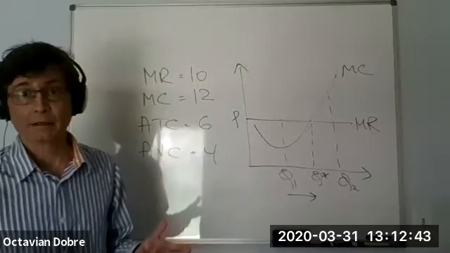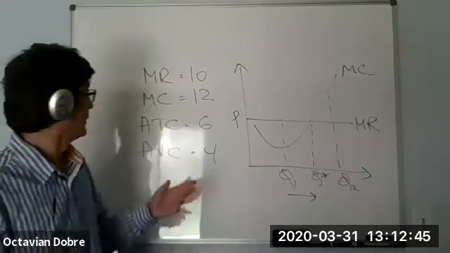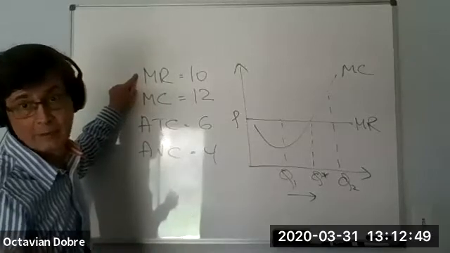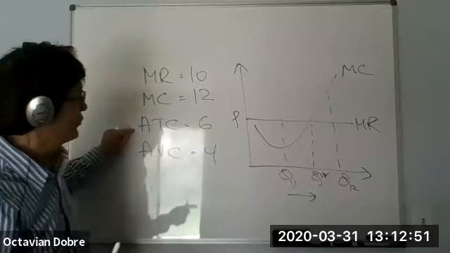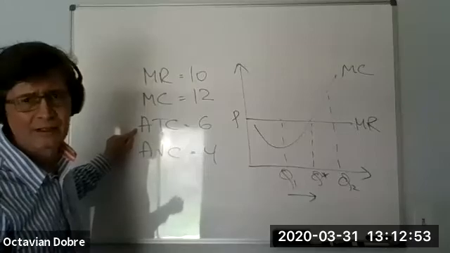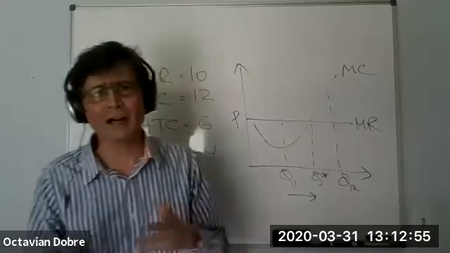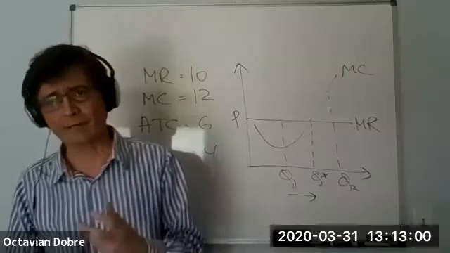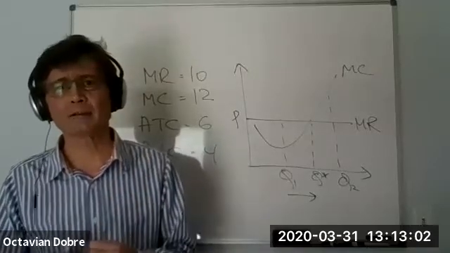This firm, again, is making a profit. Marginal revenue is the same as the price. So we're selling each unit for 10 bucks. Each unit cost us an average of $6. So we're making an average of $4 per unit. That's a profit. But are we making the maximum profit?